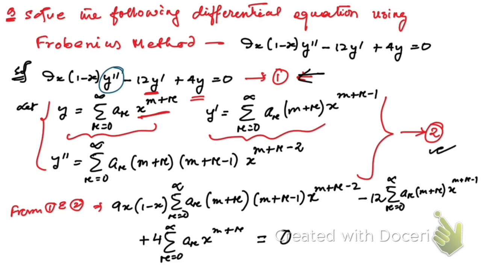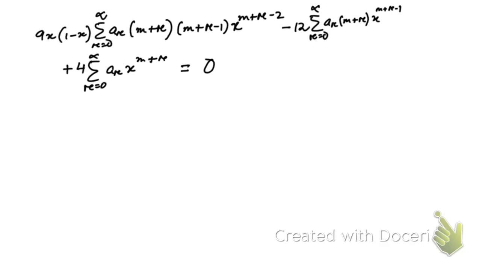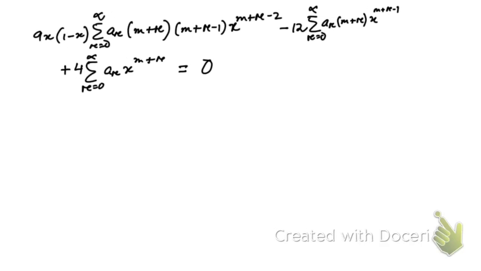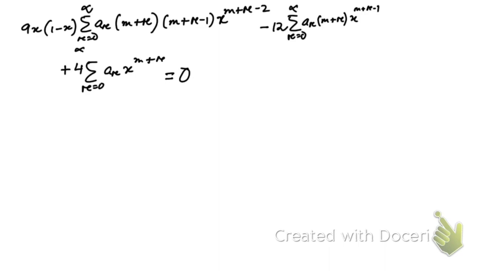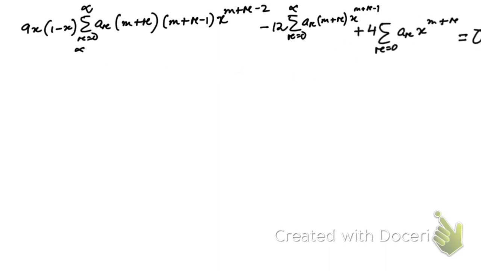So that is what we have got. Now let me copy these things and go to the next slide. So here is a new slide. This is the equation we have obtained now. Let me rearrange the terms. Okay, so this is the equation we have got, right?